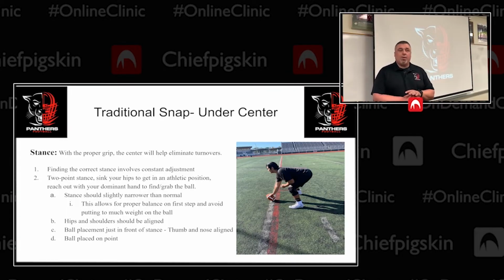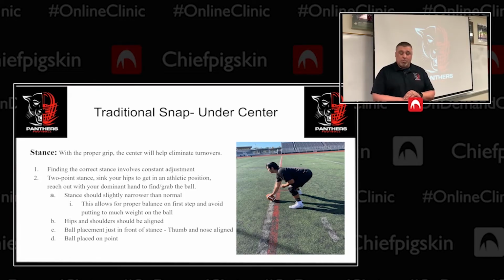The reason I like to go with the narrow stance, a lot of guys will widen them up. They're worried about making contact. I try to make sure we're really incorporating that first step. You have to be able to snap and move at the same time. If your stance is too wide, your balance comes off. You start losing the grip, you start losing the angle, the speed of the snap.